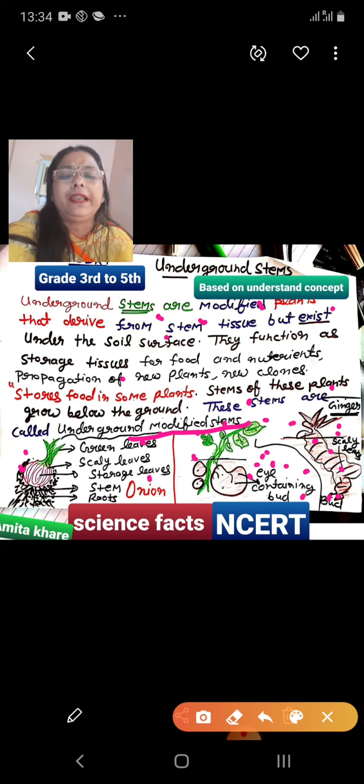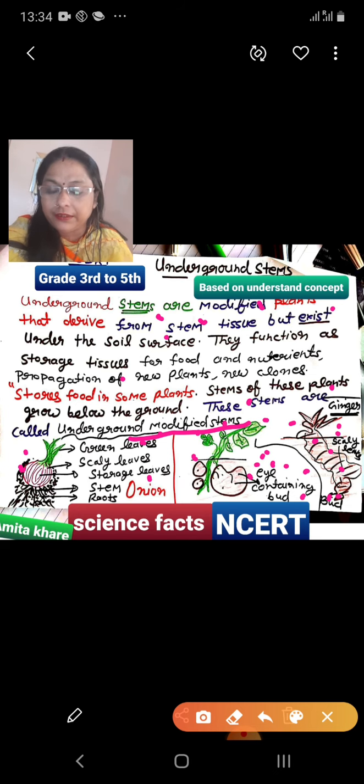So this is a very important question for all competitive exams, GK and general science. Please tell me three names of underground stems. So give the answer: onion, potato and ginger, because they grow under the ground surface and store food and nutrients. Some propagation of new plants and new clones also grows from these modified stems.